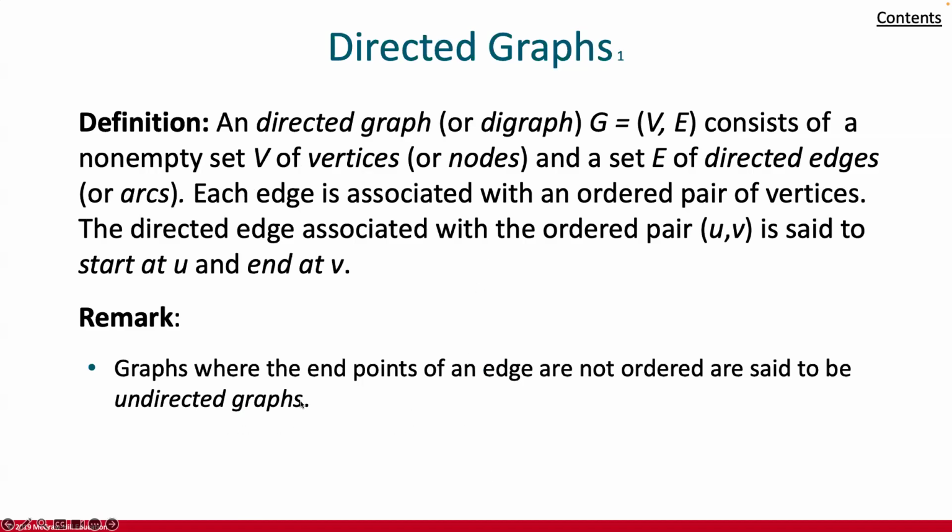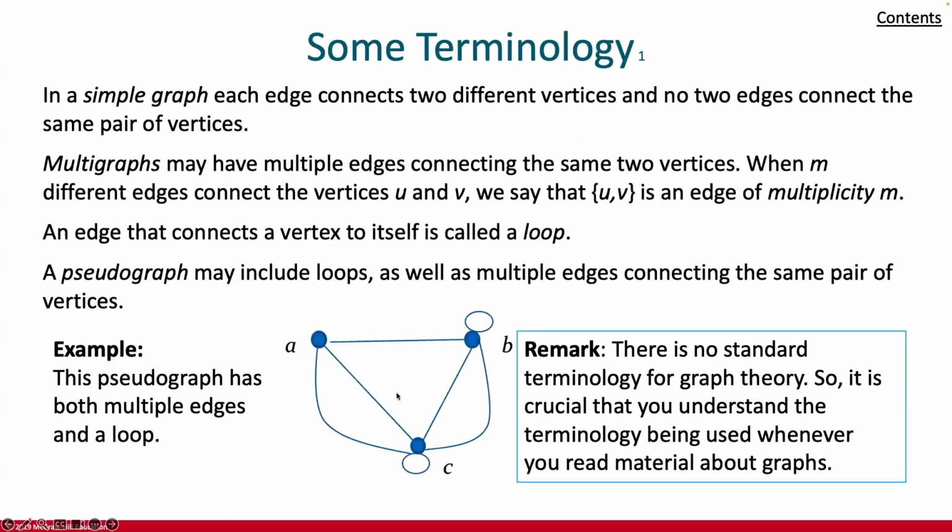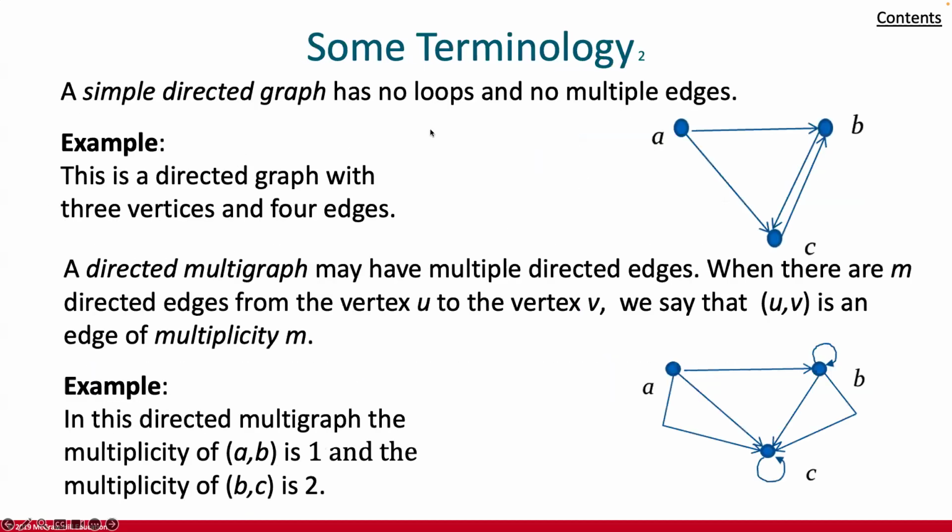And so in terms of remarks, graphs where the endpoints of an edge are not ordered are said to be undirected graphs. So this is an undirected graph, and what we're going to be seeing now are directed graphs.